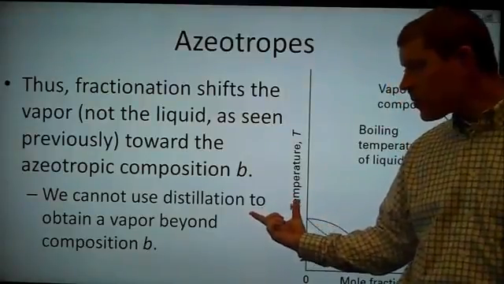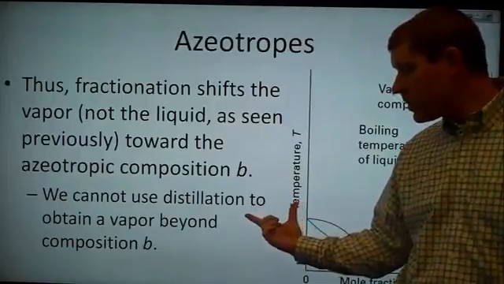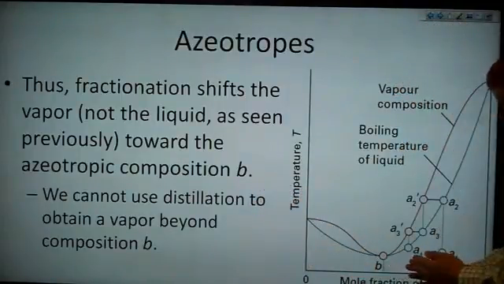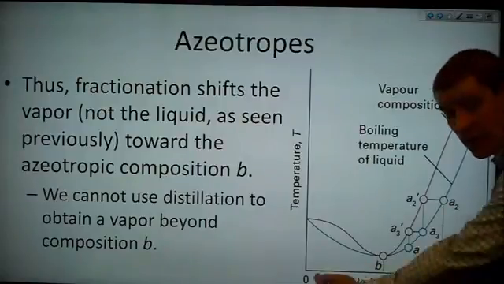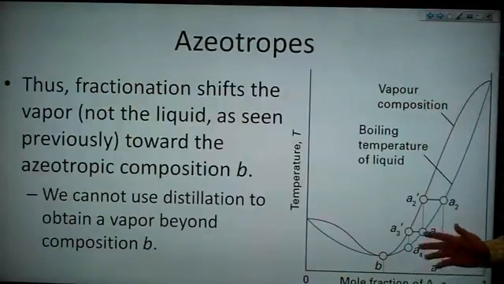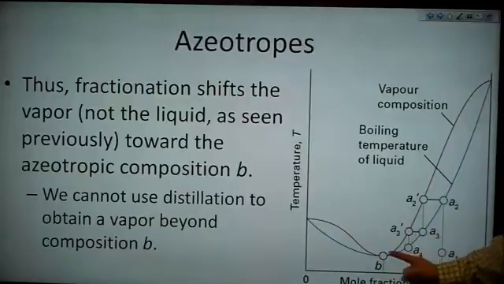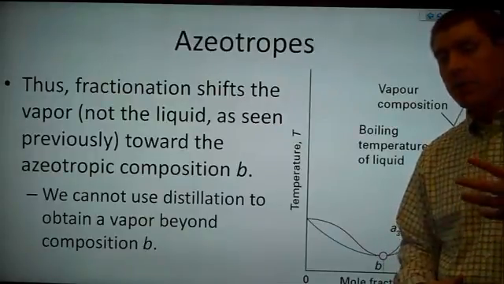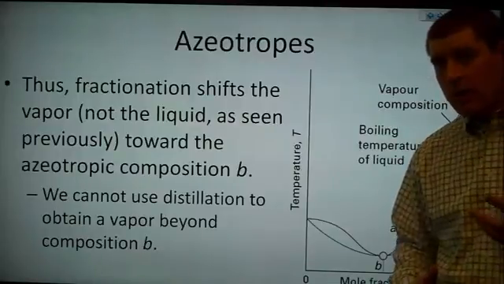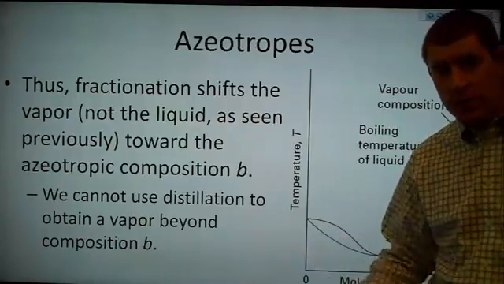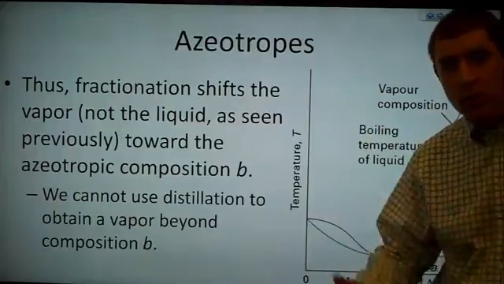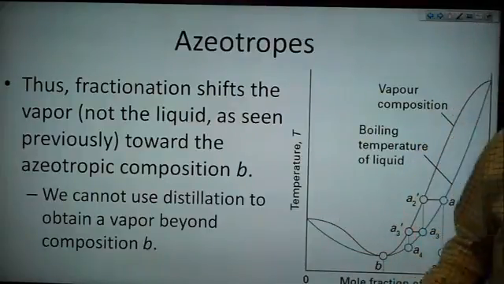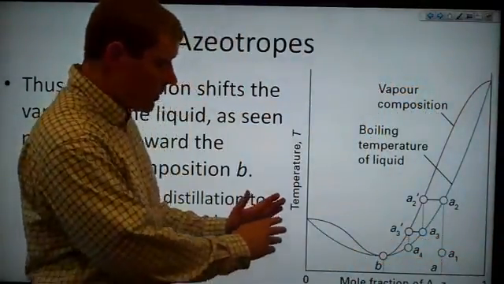Okay, so we can't use distillation to obtain a vapor beyond composition B. If we want to go past this point, to the left of that, we can't use distillation to do it, because once we've reached B, when we evaporate our liquid to get a vapor, we have exactly the same composition. So you can continue doing this process over and over again, and you will never move past point B. Note that you also won't move past point B from the left side.